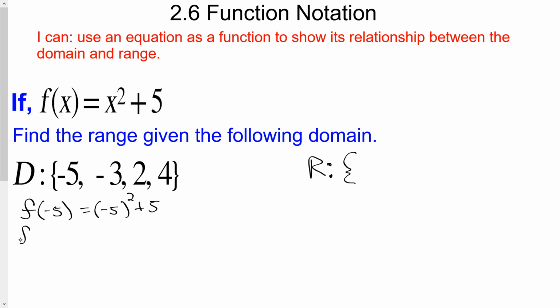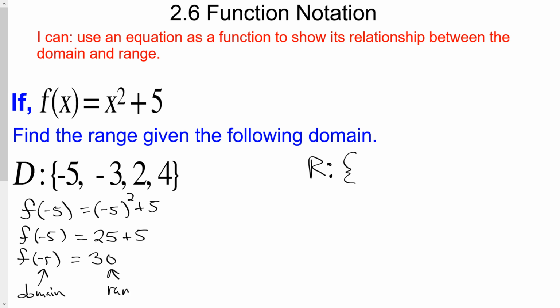Now work this out. f of -5 equals, well, -5 squared is -5 times -5. That's a positive 25. And I bring down this plus 5 here, and 25 plus 5 is 30. So f of -5 is 30. So we have the domain value here. That's the domain. That's the input. And we got this as an output. That makes this the range value. So our first range value is 30.